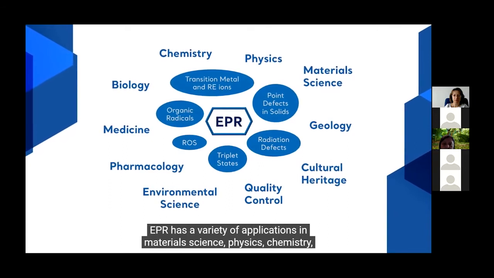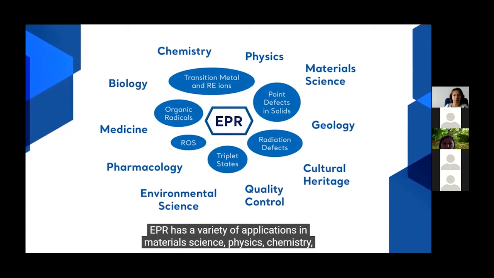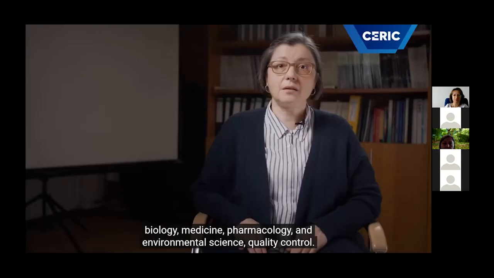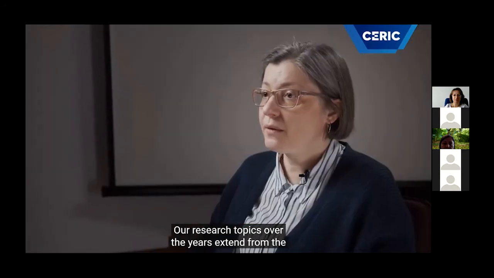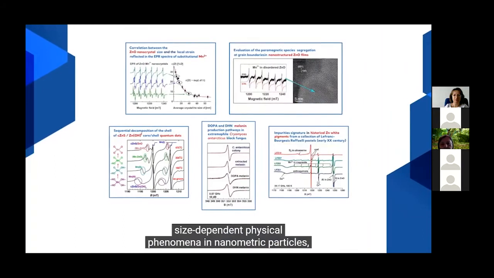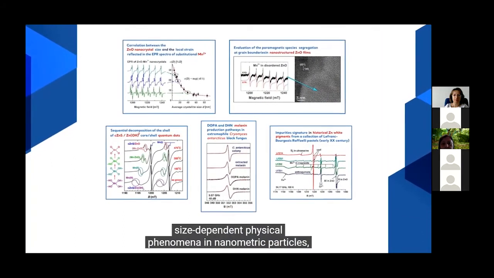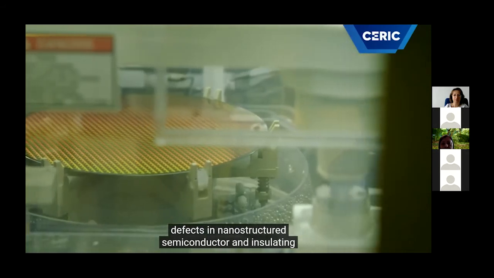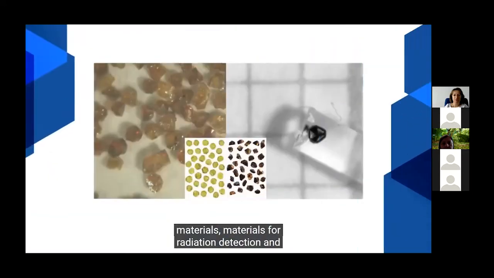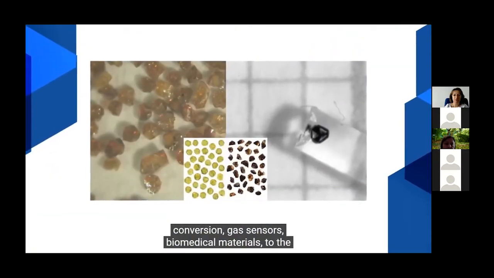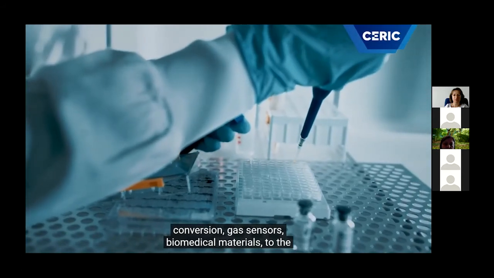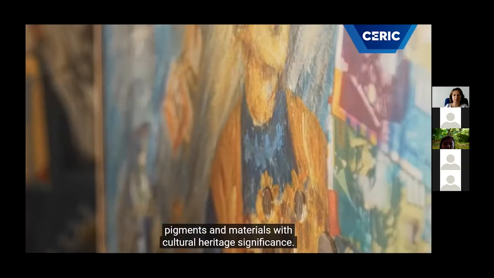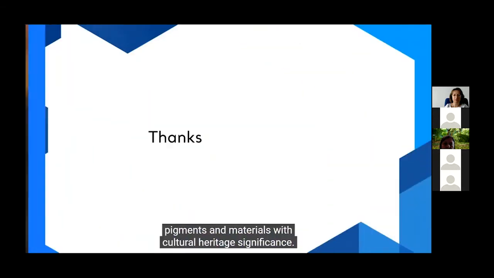EPR has a variety of applications in materials science, physics, chemistry, biology, medicine, pharmacology, and environmental science or quality control. Our research topics over the years extend from the size-dependent physical phenomena in nanometric particles, structural phase transitions in ferroelectrics, defects in nanostructure, semiconductor, and insulating materials, materials for radiation detection and conversion, gas sensors, biomedical materials, to the characterization of microfossil samples or the analysis of pigments and materials with cultural heritage significance.